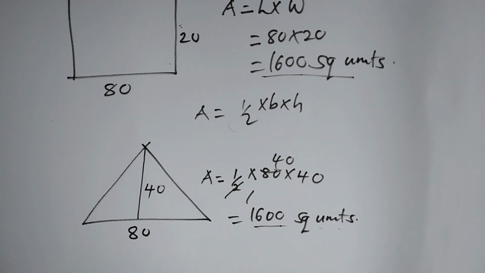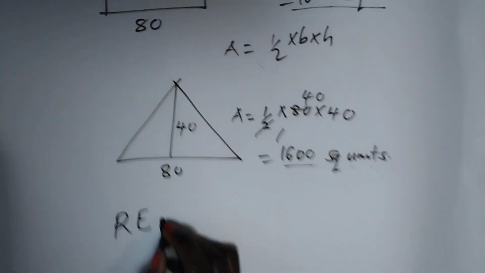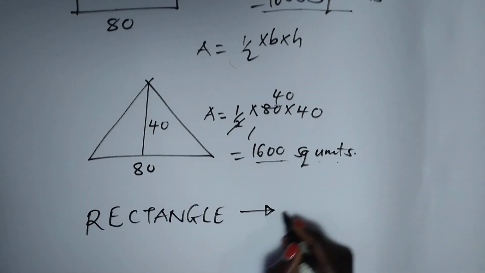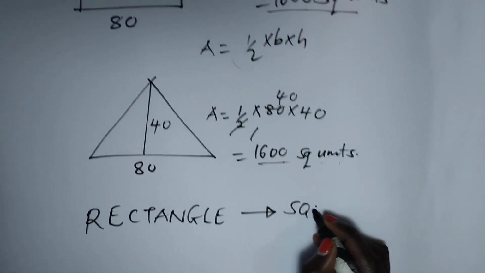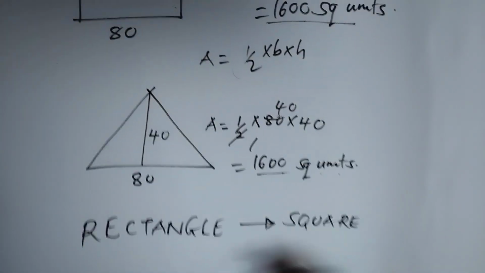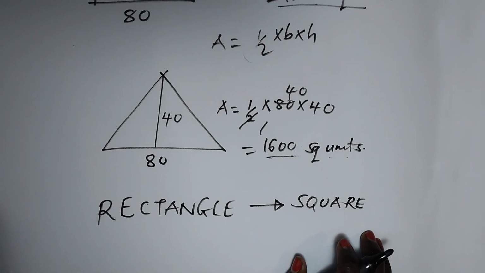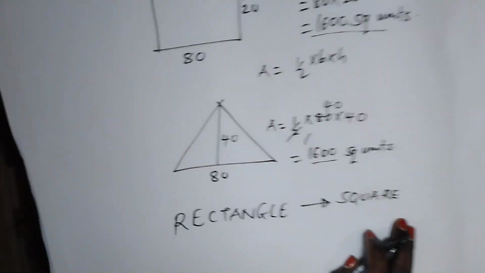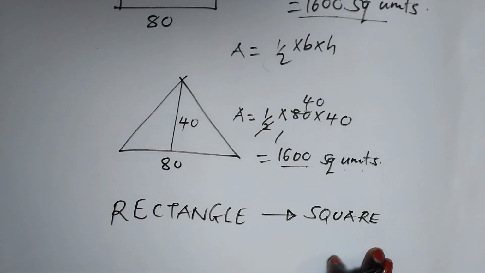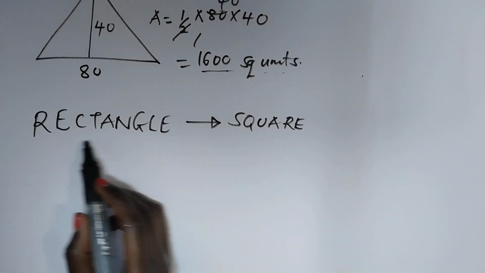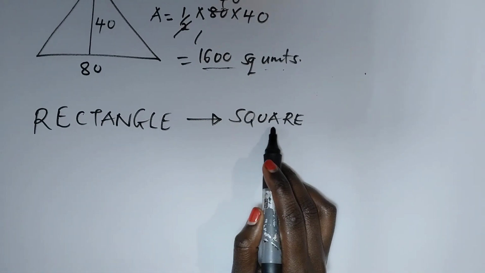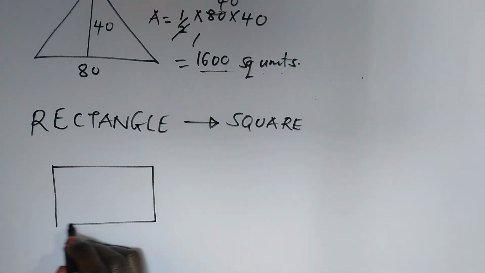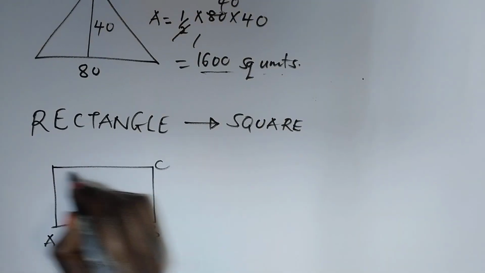So in our last, we'll have rectangle to square. So for you to construct a square from a rectangle, you are given a rectangle and asked to draw a square of the same area as the rectangle. So assuming this is your rectangle, let's name it A, B, C, D.